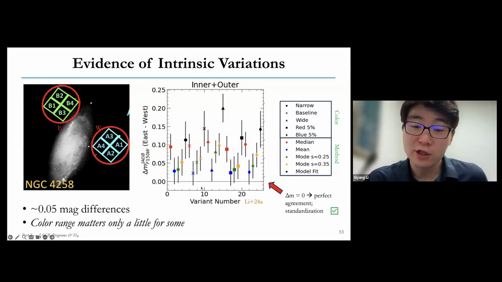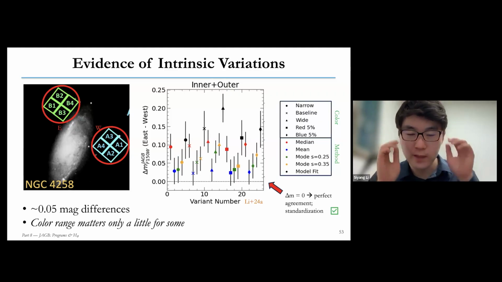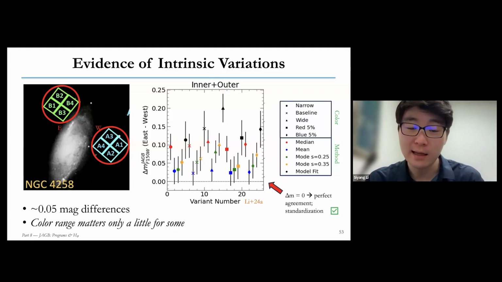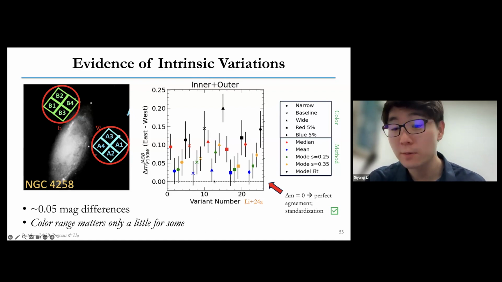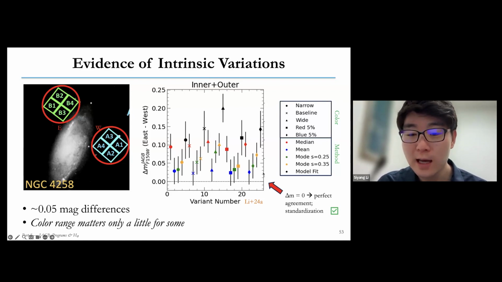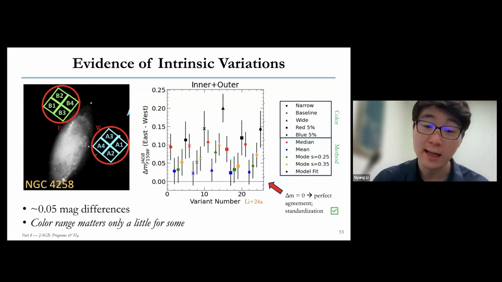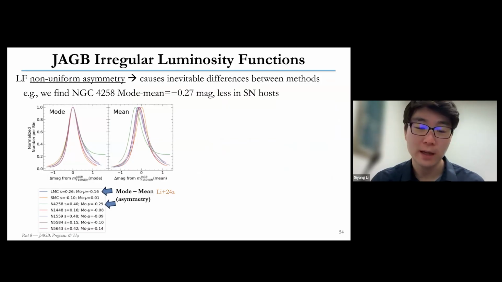On this plot, we're essentially showing the differences in the JAGB between those two fields. The expectation is that if the method used in the literature were very well standardized, the differences would be mostly consistent with zero. But as we looked at all our measurement variants, not all of them are quite consistent with zero. So we think that signifies that there's still some additional standardization that needs to be baked in.